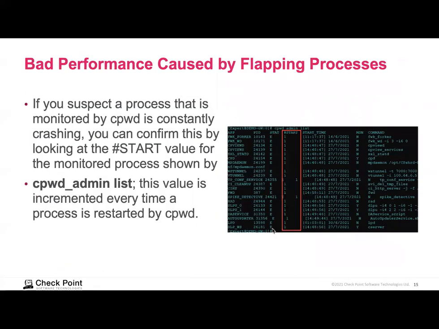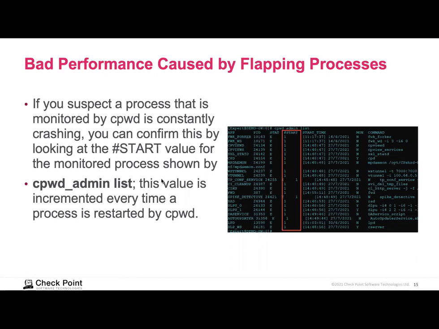Very last one, and I just learned about this one this week. We could look at bad performance caused by flapping processes. Anyone who's been around Checkpoint for a while is probably familiar with cpwd_admin list. The thing I did not realize about the output here is this number start column. That actually refers to the number of times that process has crashed and restarted.